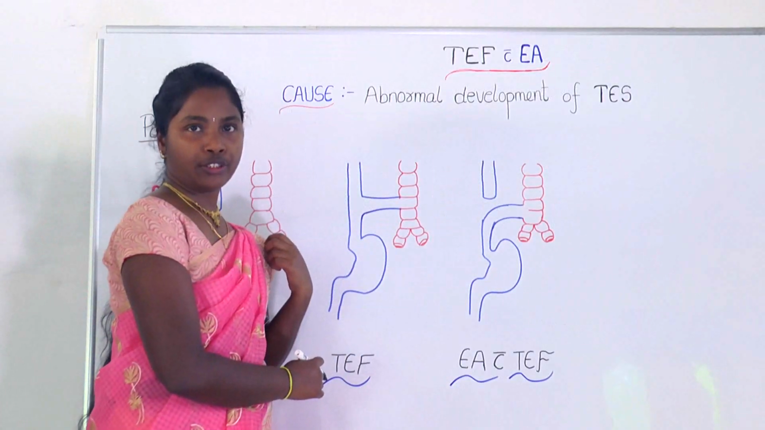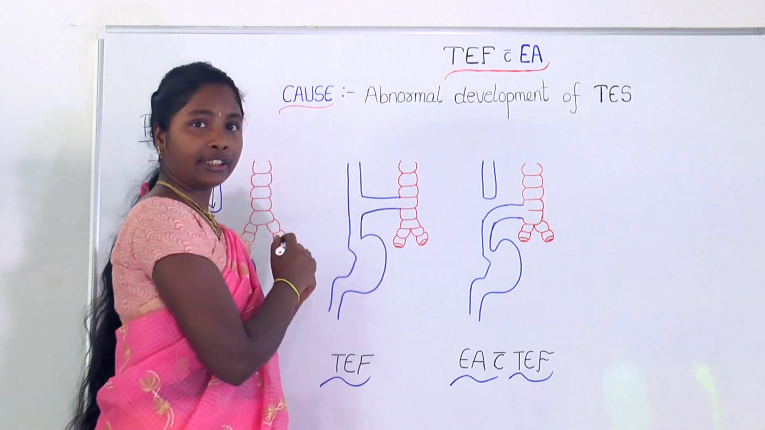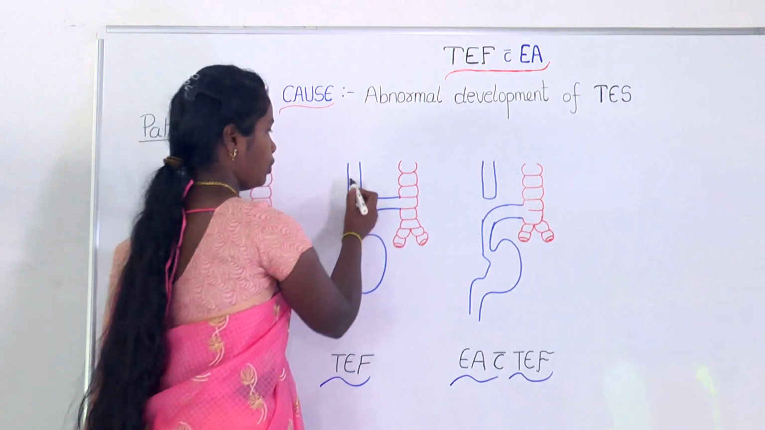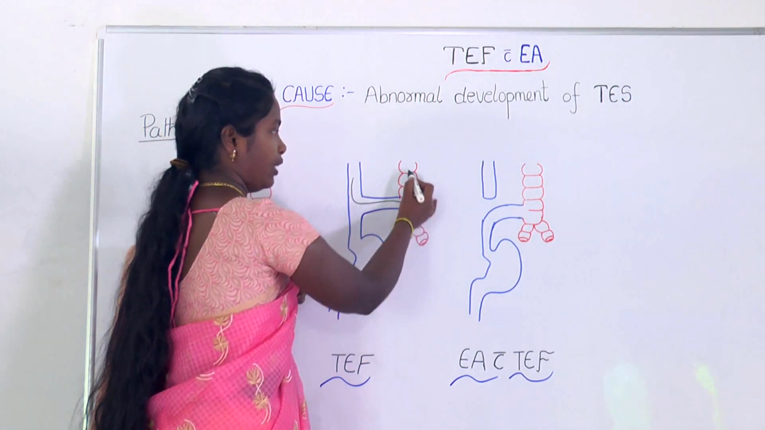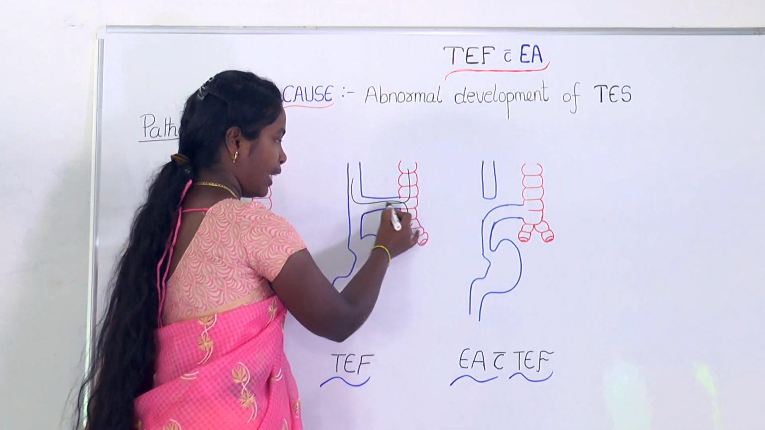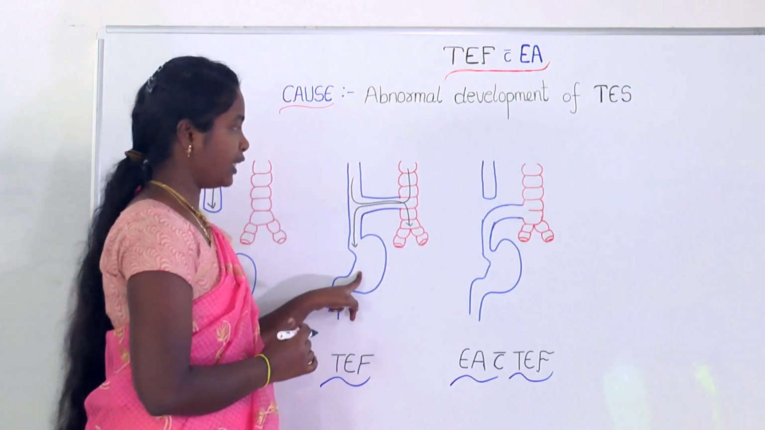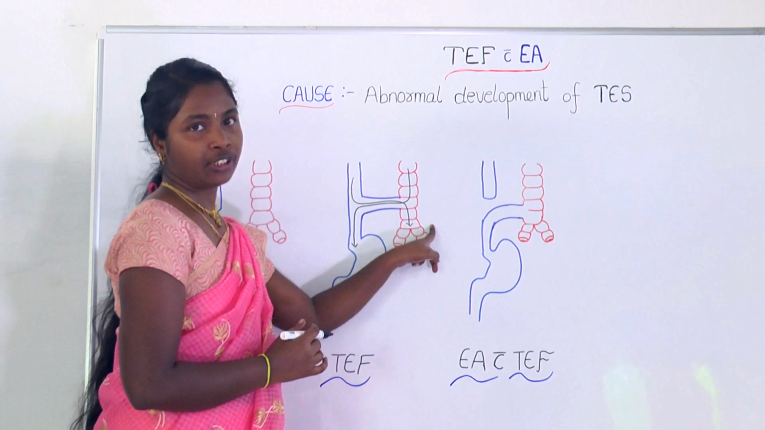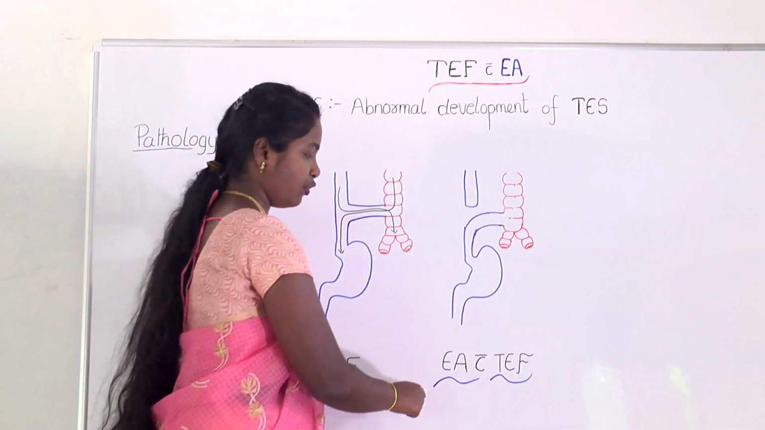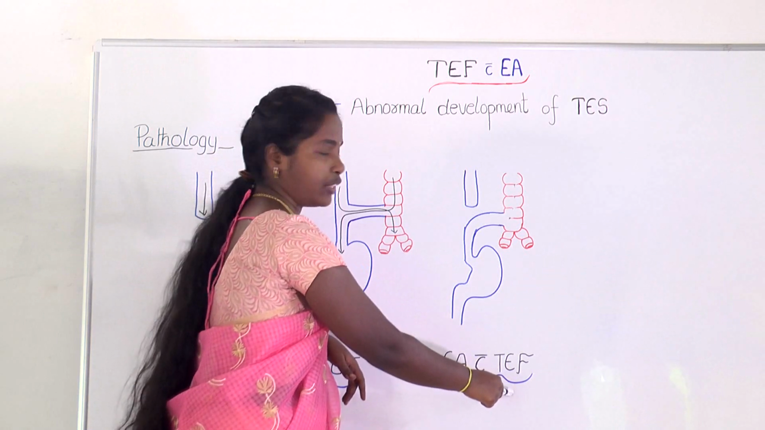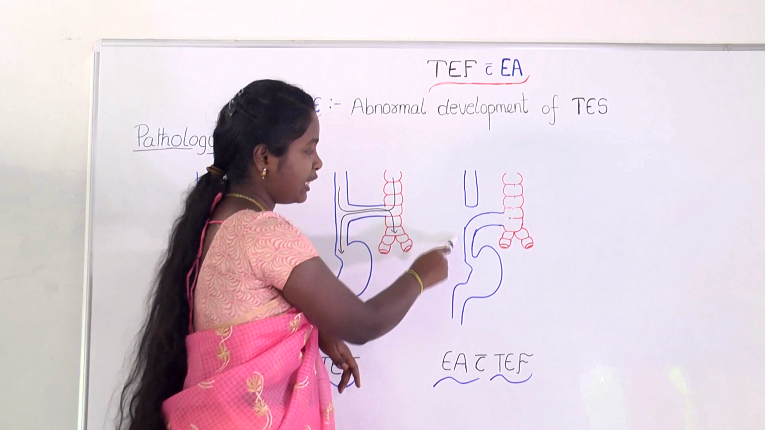In case of tracheoesophageal fistula, esophagus and trachea are connected to each other. So, food can enter into trachea and air can enter into stomach, which leads to abdominal distension here and aspiration pneumonia here.